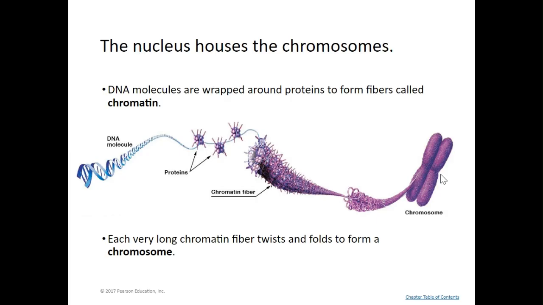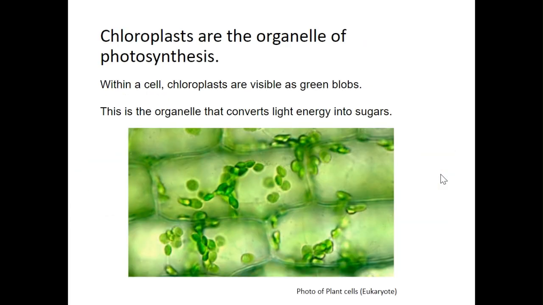Okay, so our nucleus will house the chromosomes, and our DNA is wrapped around proteins many, many times until it forms a chromosome. So when our chromosomes are getting ready to condense and then split into 2 different cells, it really folds that DNA molecule very tightly to make a chromosome. Okay. And then we've got the chloroplasts in plant world.